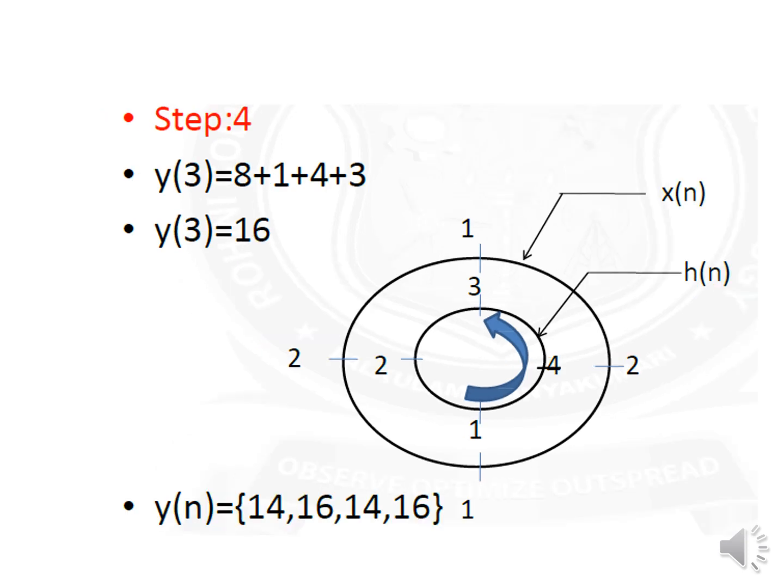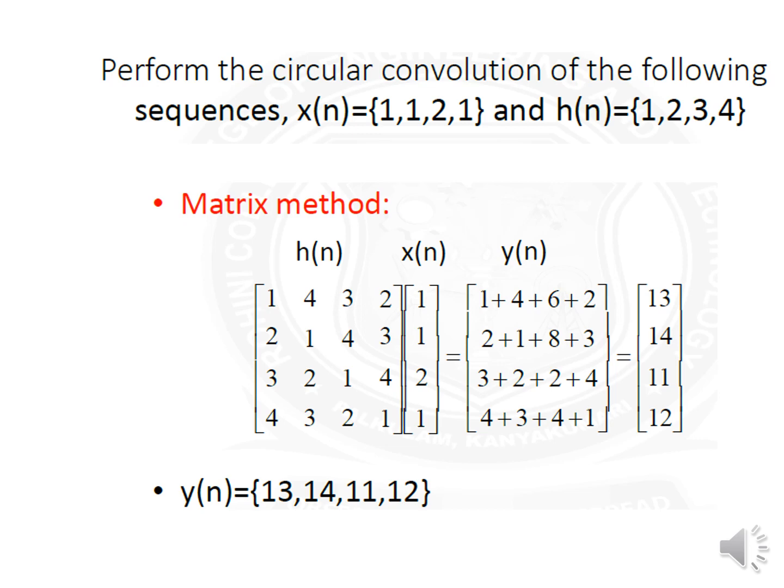In the fourth position, the inner circle is again moved once in the anti-clockwise direction, and finally multiplying the whole sequence and adding, we get y of 3. At last we write all the values in sequential order as y of n. That's about the concentric circle method, and I think it is more clear. Next one is the matrix method.